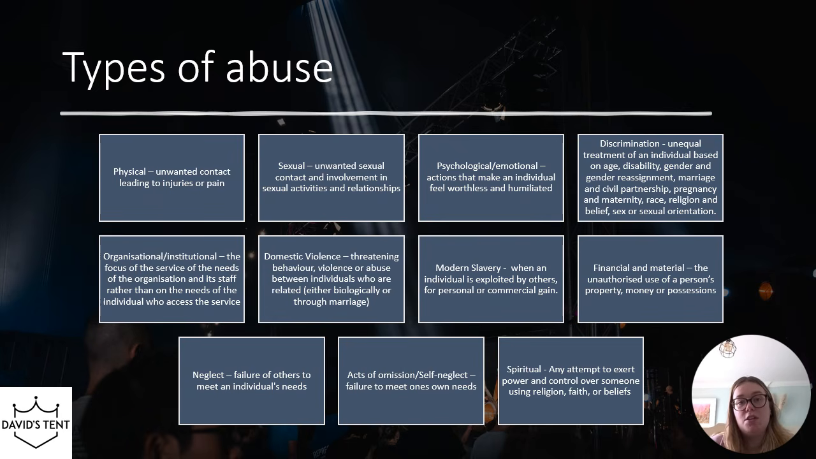We also have financial and marital abuse. So this is the unauthorised use of a person's property, money or possessions. This one is more specifically for adults rather than children, but it's just being aware that if you have an individual share this kind of thing or this kind of worry, then please bring it to us as well.